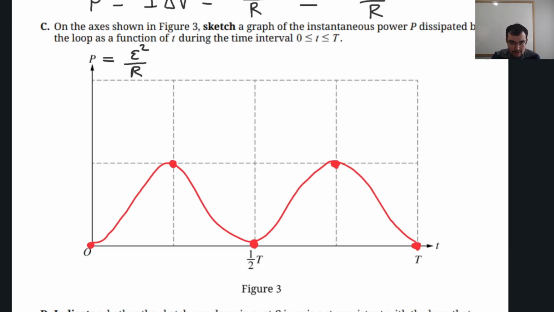Because we know it's going to be maximized at the quarter cycles, and it's going to be minimized at the half cycles.